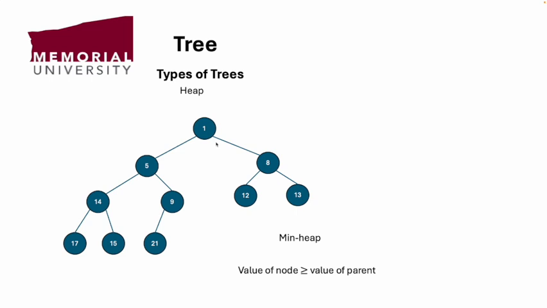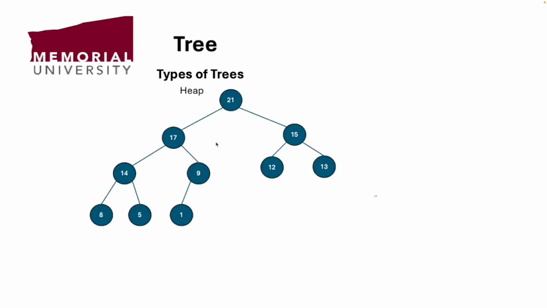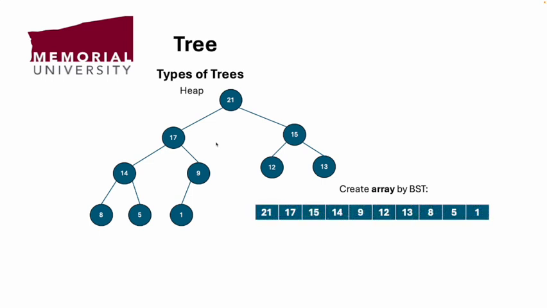Okay, call it min heap. So for the heap here, if you try to create an array by the BST breadth first traversal, we can get this. Breadth first traversal, still remember, right? From where? 21 and 1 by 1. Okay. So this is an array here.